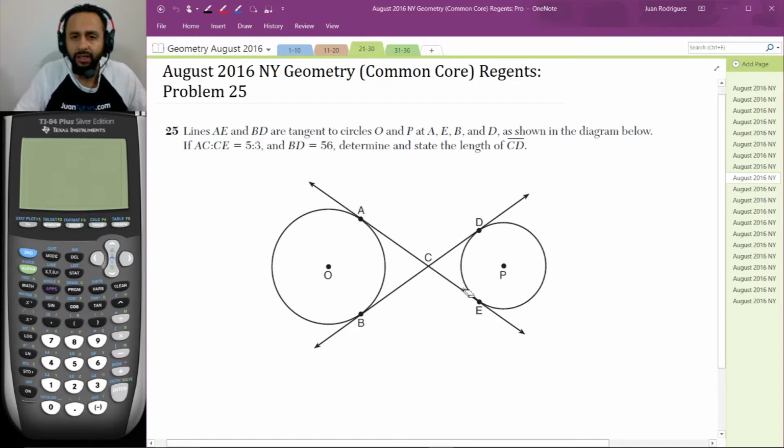So AE is here, and BD is here. And it's tangent to circles O and P at A, E, B, and D. So I know what tangent lines are. These are tangent, just skimming the circles. And they intersect at C, it looks like. And the ratio of AC to CE is 5:3, and BD is 56. Determine and state the length of CD. So CD is the line segment we've got to calculate the length of.